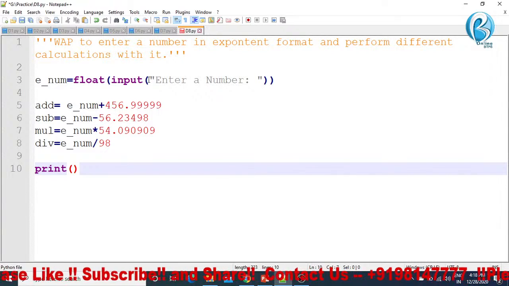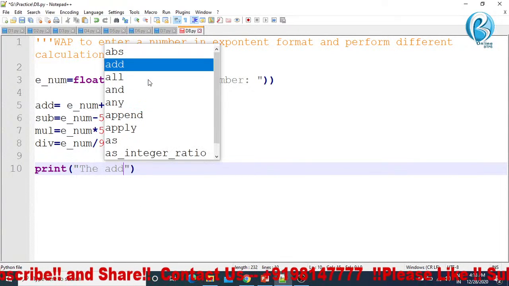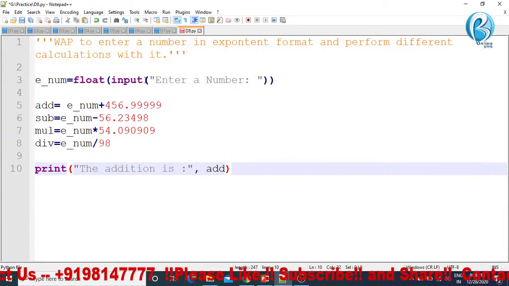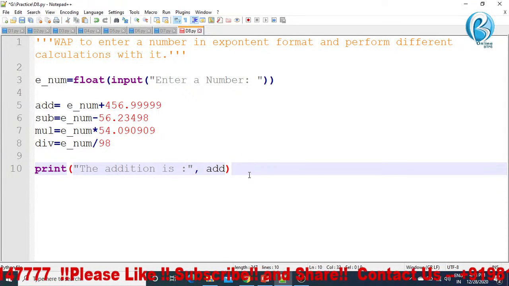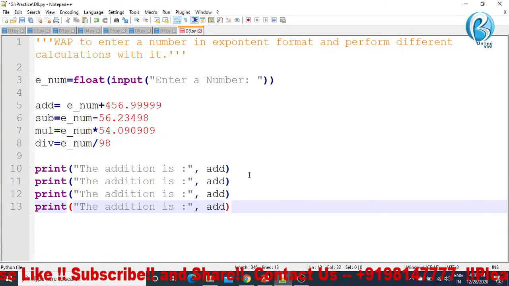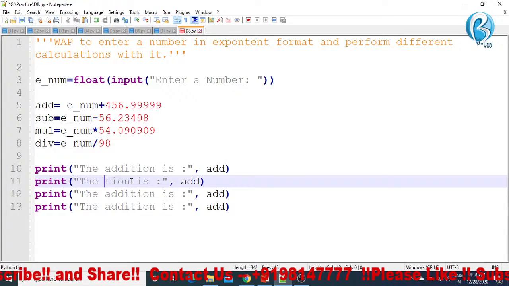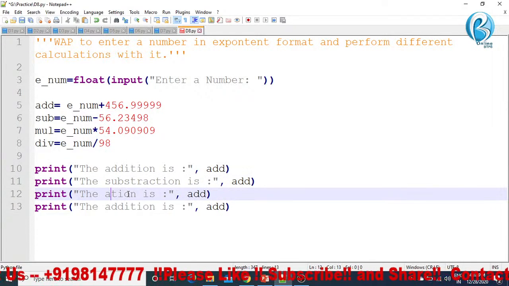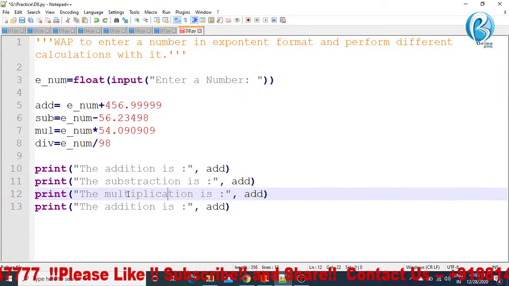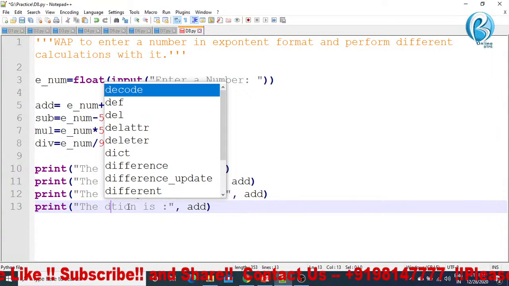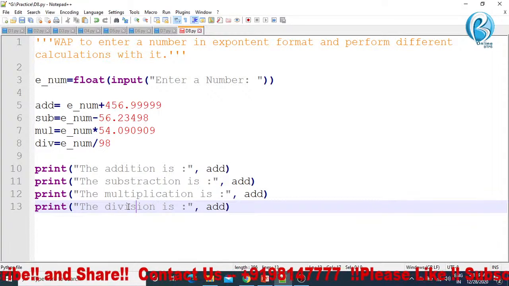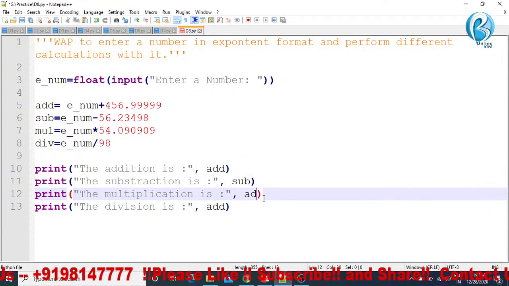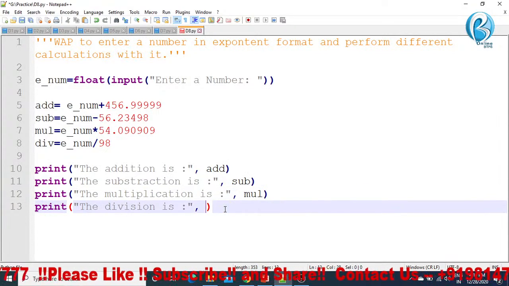So let's print them now, right? So print the addition is add. Let's do the same for subtraction, multiplication and division. So add, then sub for subtraction, then mul for multiplication, then div for division.